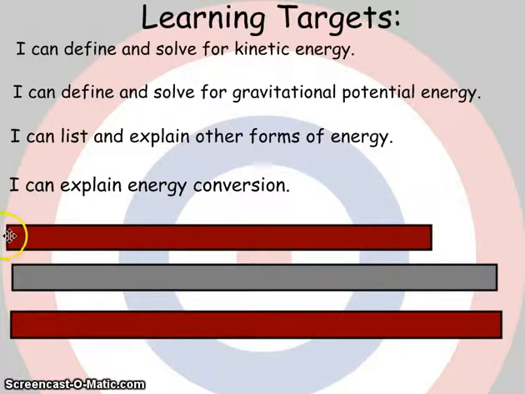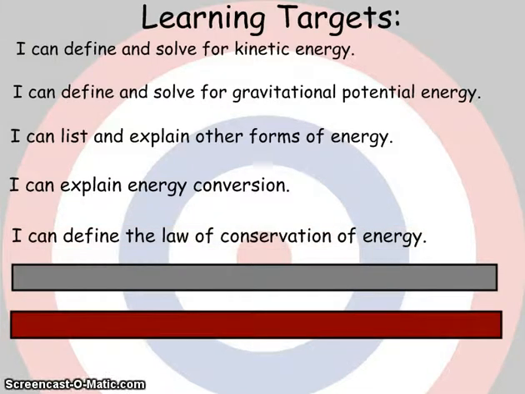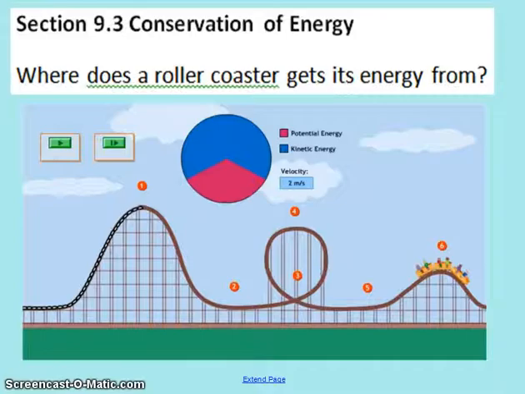The learning target for today: I can define the law of conservation of energy. Section 9.3, Conservation of Energy. Let's start with an example. Let's talk about roller coasters. Where does a roller coaster get its energy from?